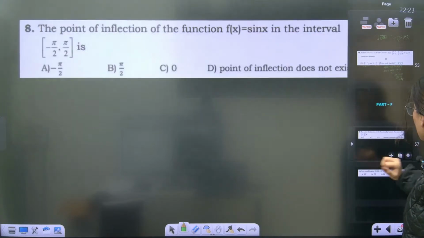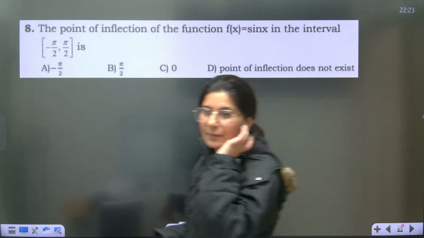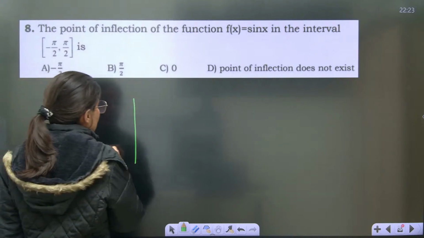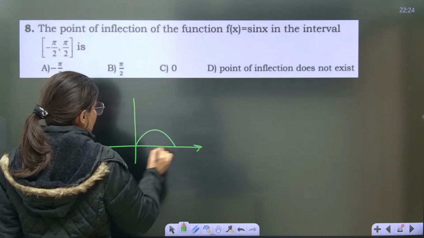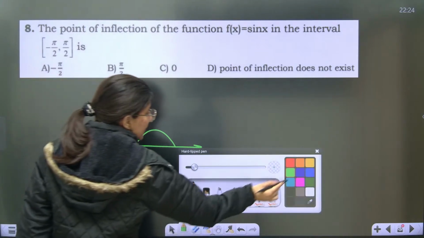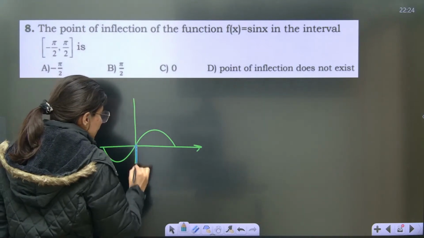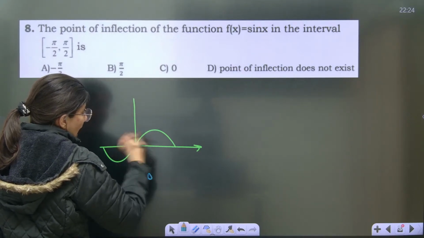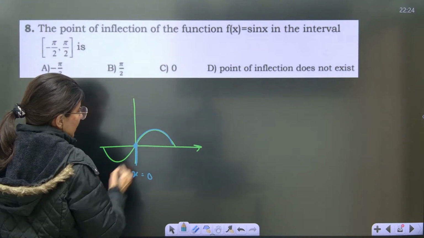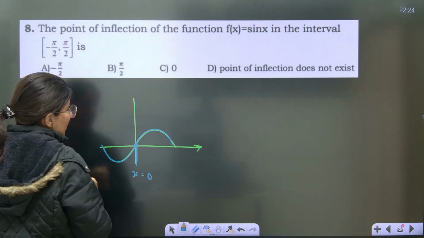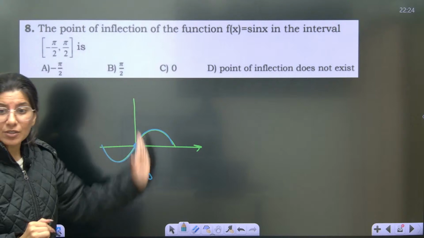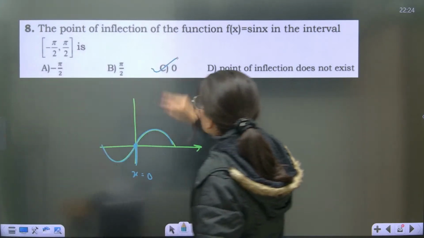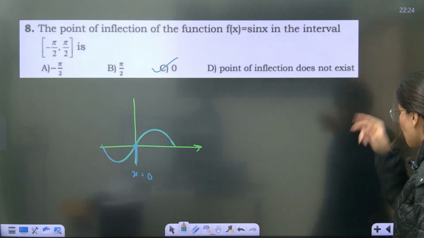Okay. Now part F quickly. Part F is again your MCQs. Point of inflection of f(x) equals sin x. Now sin x is something which will look like this. Now you understand that this is the point x equals 0. This is the point x equals 0. Now after x equals 0, downward facing curve, before this upward facing curve. So about x equals 0, my curve is changing its concavity. That is why x equals 0 will become a point of inflection.